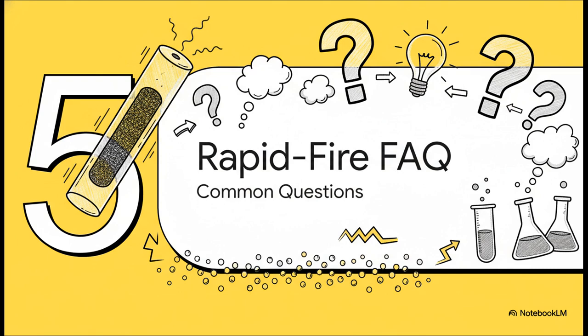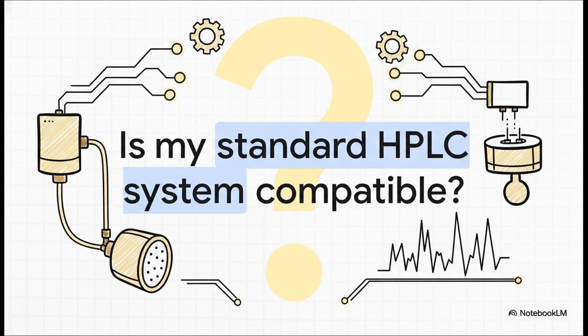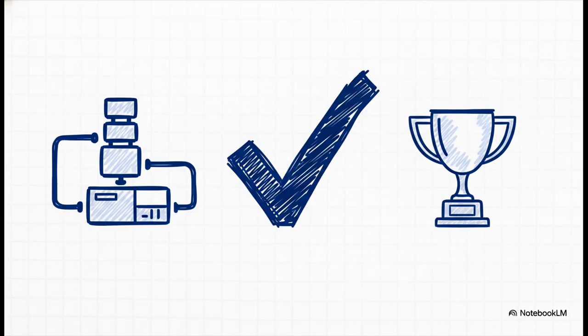All right, now let's switch gears a bit and tackle some of the most common, practical questions that chromatographers have when they're thinking about moving to this technology. We'll do a quick rapid-fire FAQ. Okay, question number 1, and it's the big one. Is my standard HPLC system compatible? Can I even run these things? The answer is an absolute, definitive yes. In fact, that's the whole point. They were specifically designed to bring that sub-2-micron performance to all of us using standard HPLC systems, the ones that top out around 400 to 600 bar.